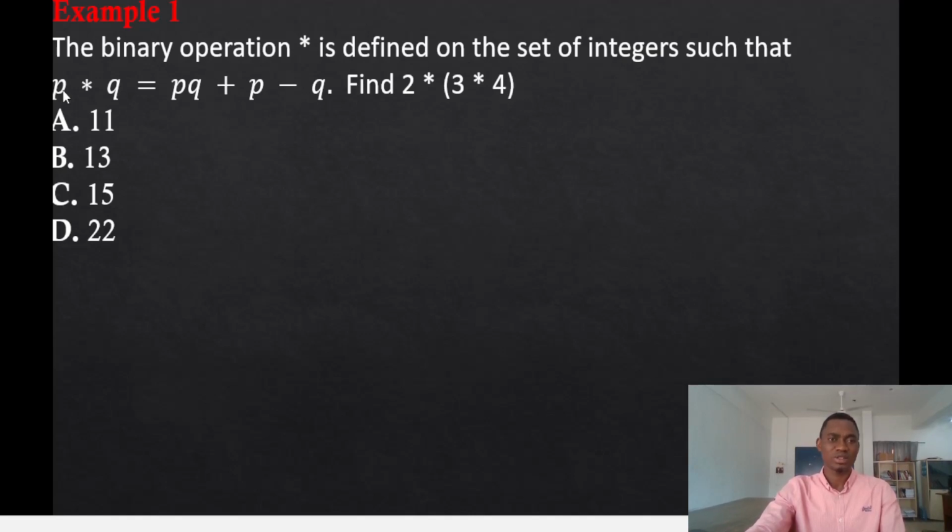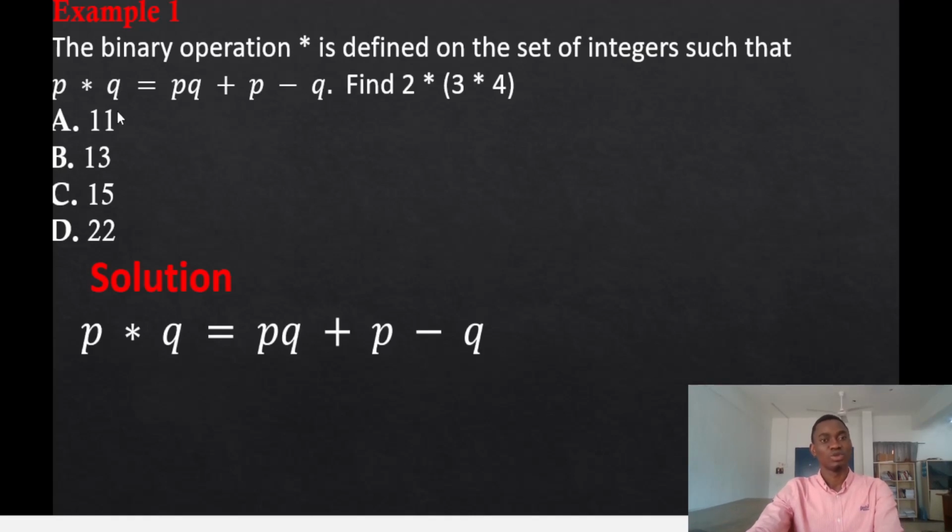You can as well read it this way. P star Q is equal to PQ plus P minus Q. Then find 2 star 3 star 4. We're going to look at the solution to know which of the options is the correct one.